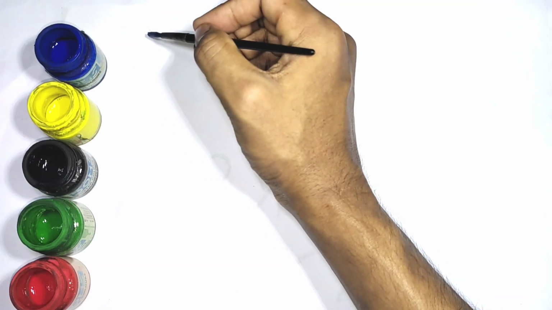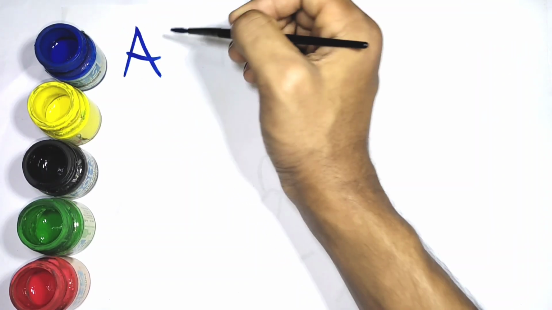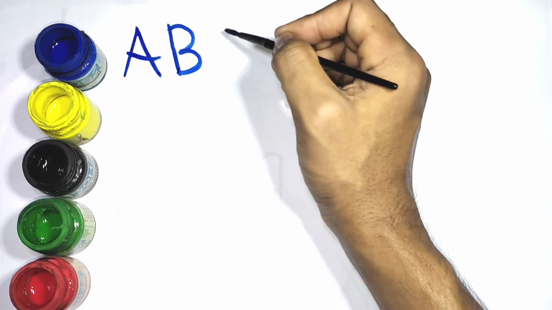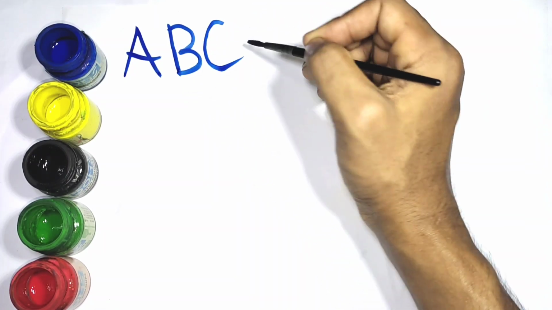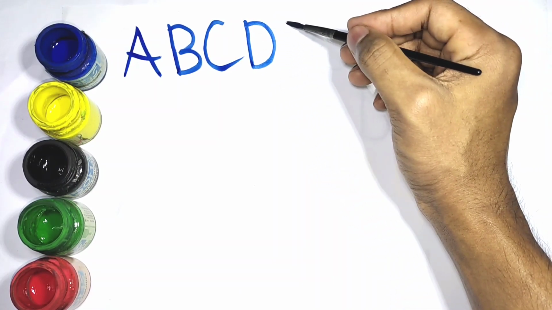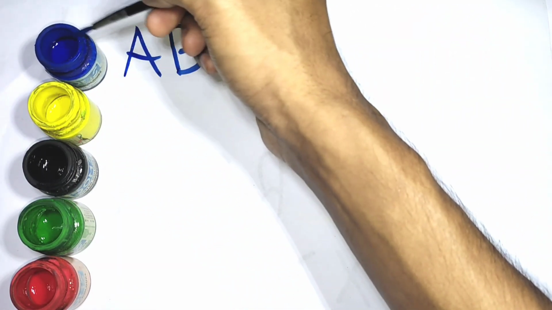First we draw the alphabet of A. A for apple, A for ant. Now we draw B. B for ball, and the next one is C. C for cow. The next one is D. D for dog, D for doll. Now we draw E. E for elephant.